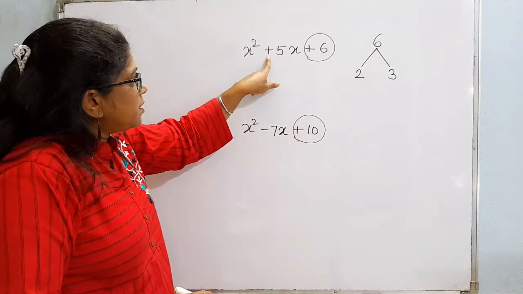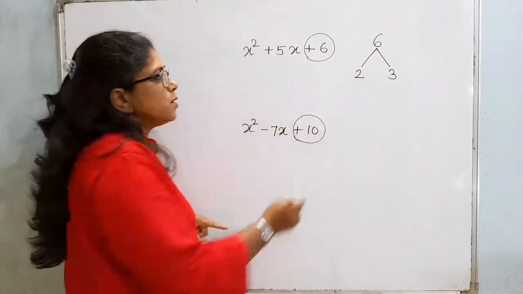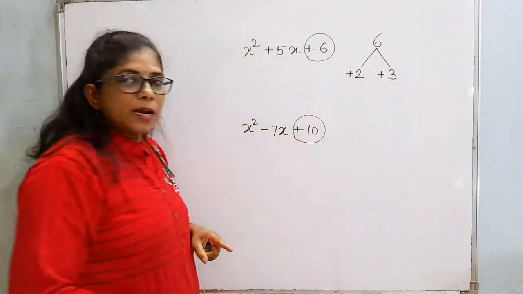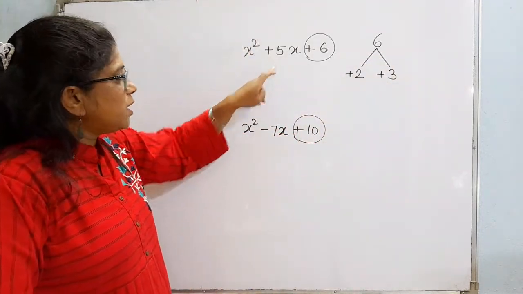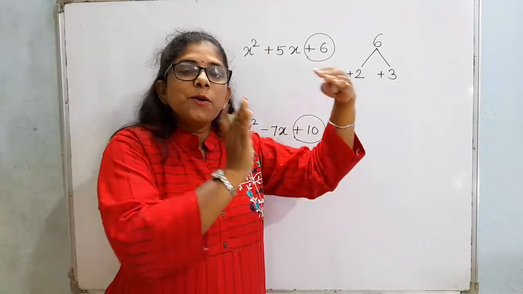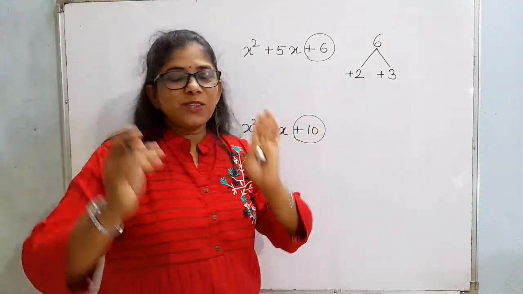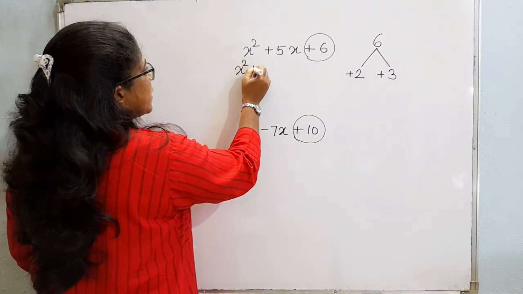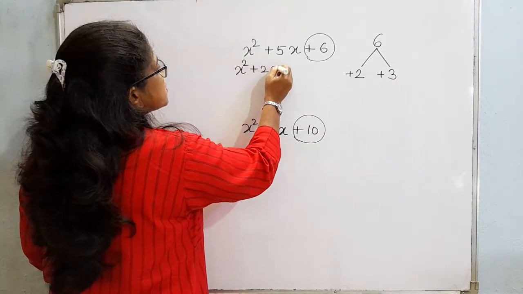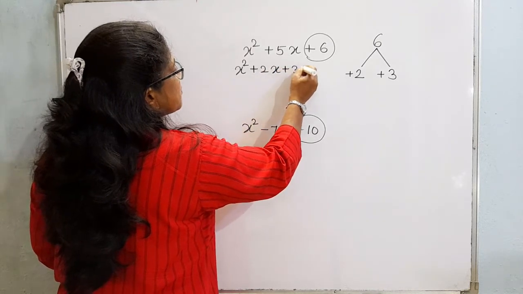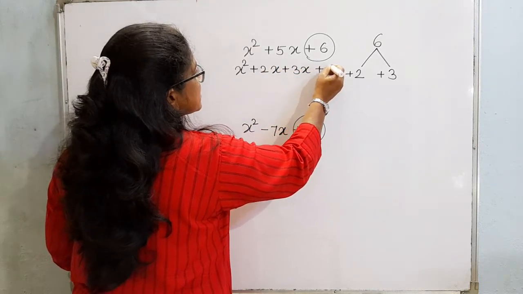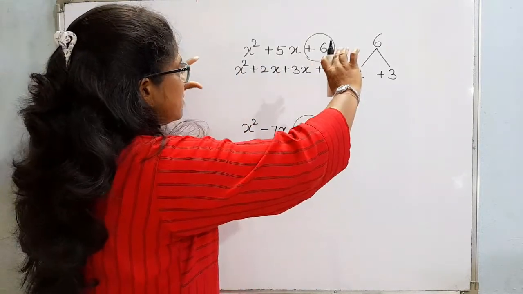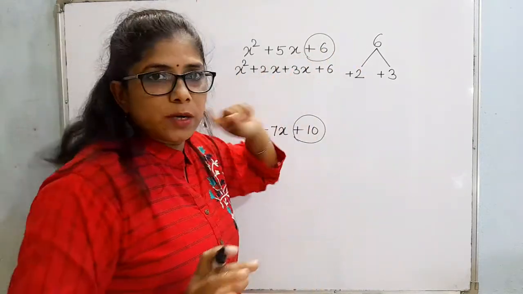Now here our middle term is plus 5. So these numbers are going to be plus 2 and plus 3. So this plus 5, we have to split it as plus 2x and plus 3x. x square plus 2x plus 3x plus 6. Now we have one expression with 4 terms.